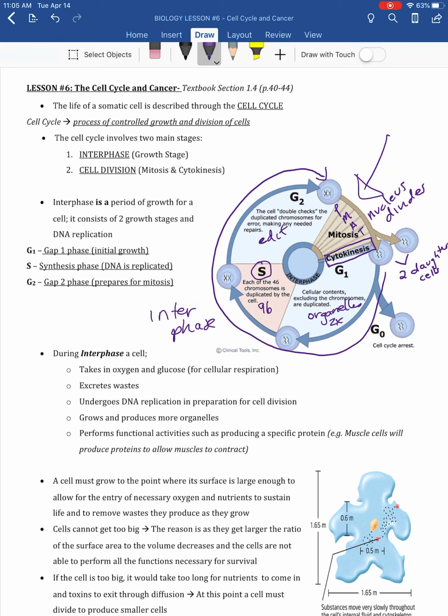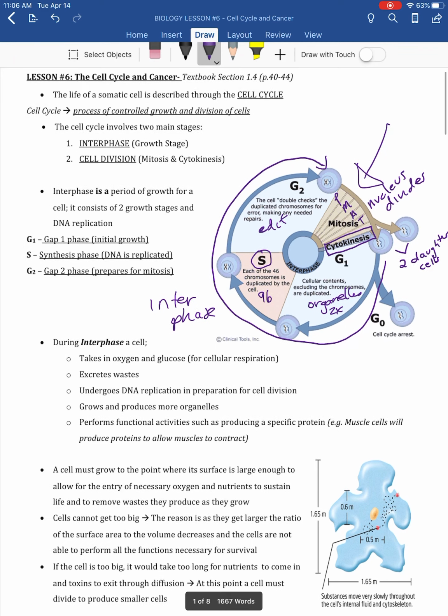So once again, interphase, where everything doubles and the cell grows in size. Mitosis, where the nucleus divides. Cytokinesis, where actually the cells divide. So you end up with two cells. Okay? So that's what we're talking about there.